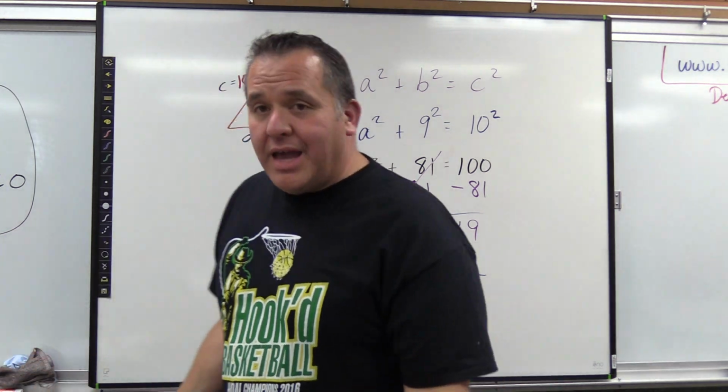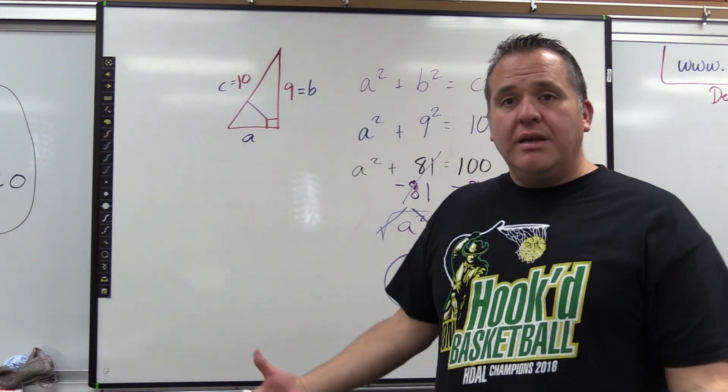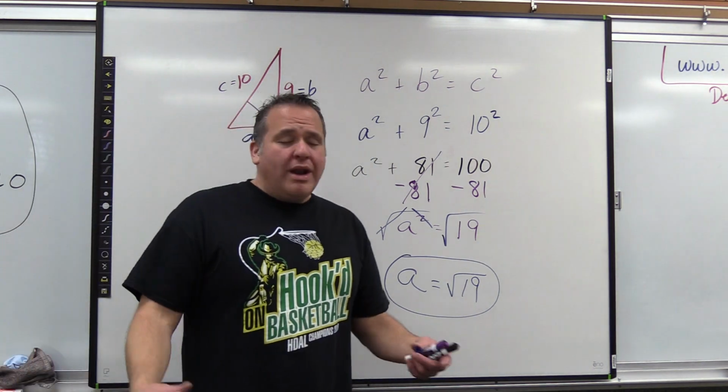And that's it. A equals the square root of 19. And that's my answer. Okay? That's all we had to do. Now, hopefully this made some sense.